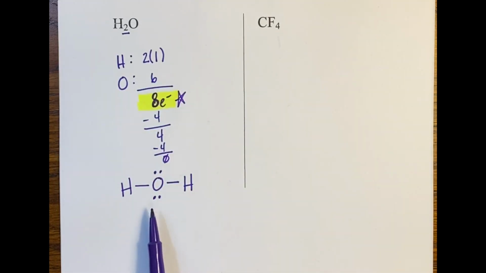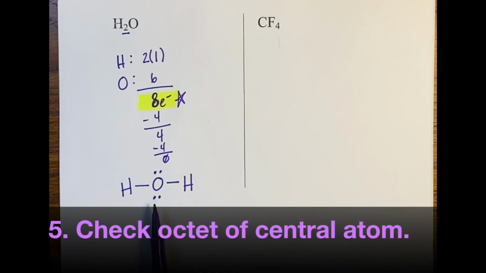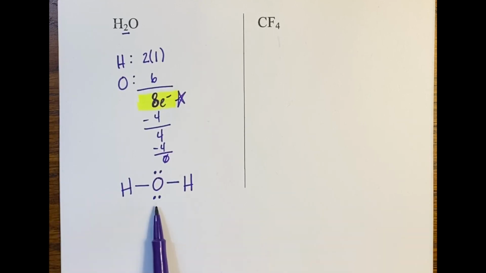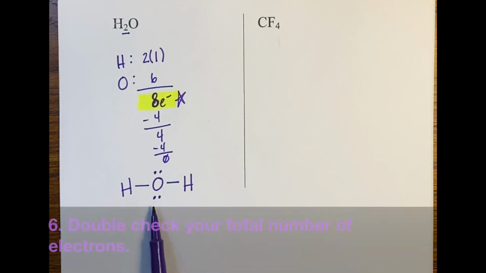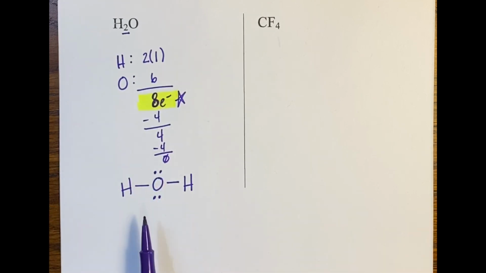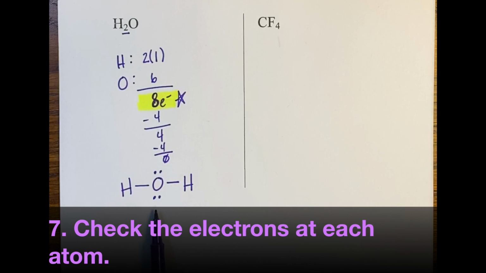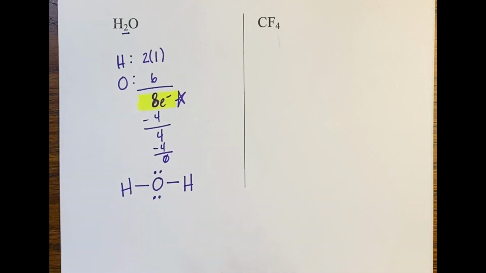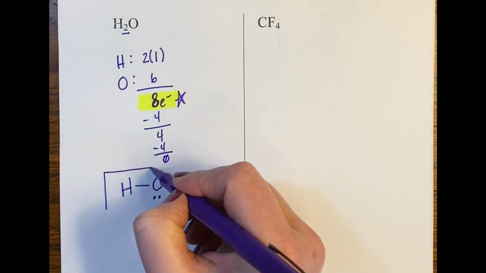As I look at my structure for water, and I look at the rest of the rules, rule number 5 says to look at my inner atom. If it doesn't have a complete octet, I'm going to make double or triple bonds. But in this structure, I see that the oxygen has 8 electrons, so rule 5 will not apply. Rule 6 and 7 want me to double check my work. I have exactly the 8 electrons I calculated in this structure, 2, 4, 6, 8 electrons, and every atom has exactly the number of electrons that it is looking for. This is my Lewis structure for water.